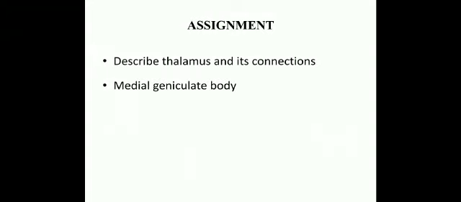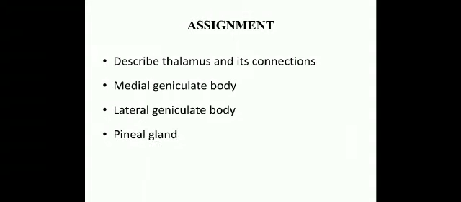The questions for assignment: describe the thalamus and its connections, medial geniculate body, lateral geniculate body, pineal gland, habenular nucleus.